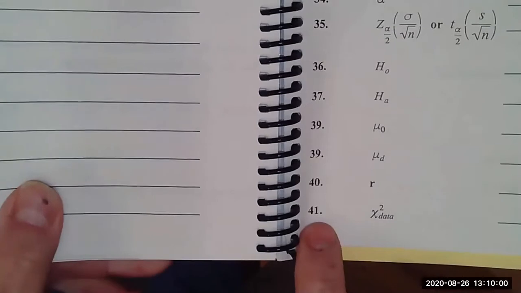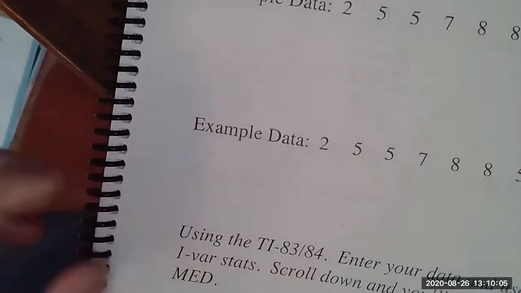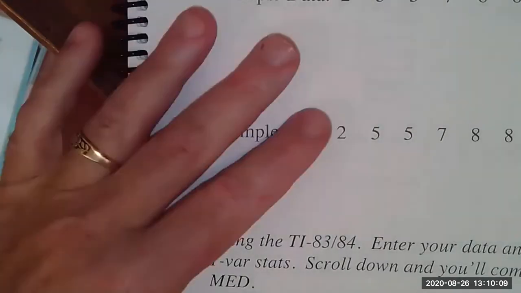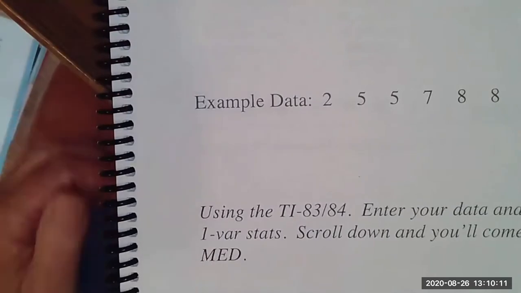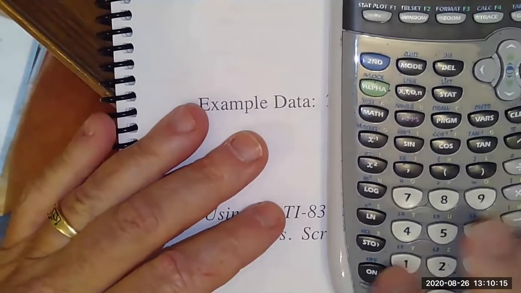So every symbol, how many symbols? Gosh, I got 41 that I can give you on a test, on any test, 41 symbols. And they're all important. There's a lot more than 41. I just stopped at 41 because I ran out of room. Okay, go back to the calculator now. I'm gonna go back over here, turn that on.